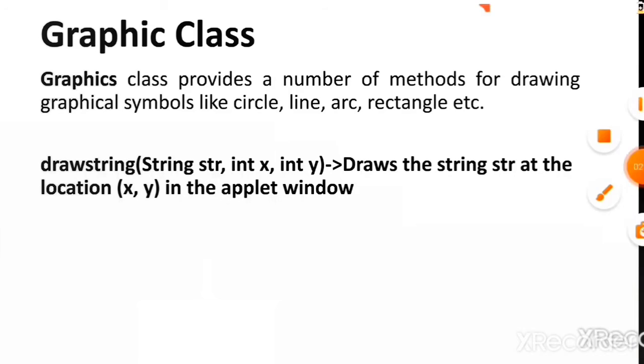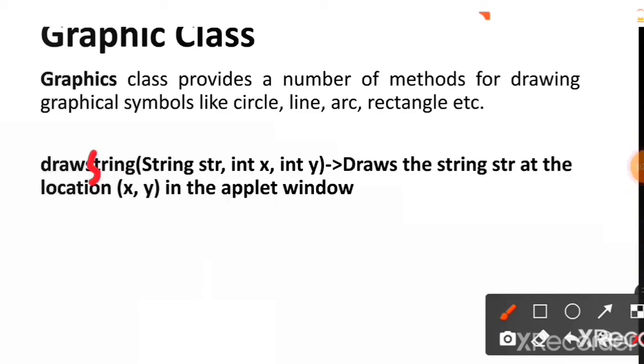Here the S should be a capital letter. drawString, S should be a capital letter. So this drawString method is a method that belongs to the Graphics class. Using this drawString method, you are able to draw a string at a particular location, that is x comma y, in the applet window.